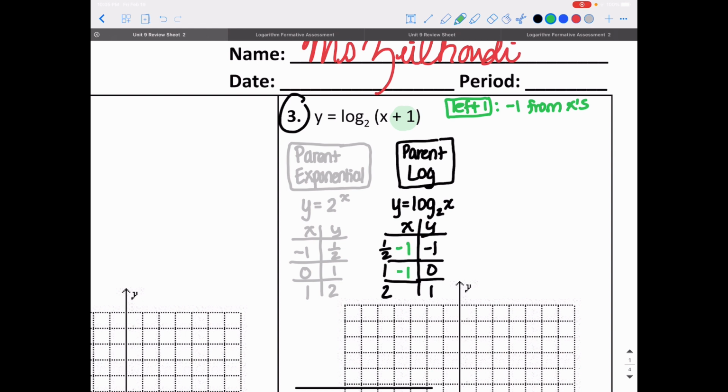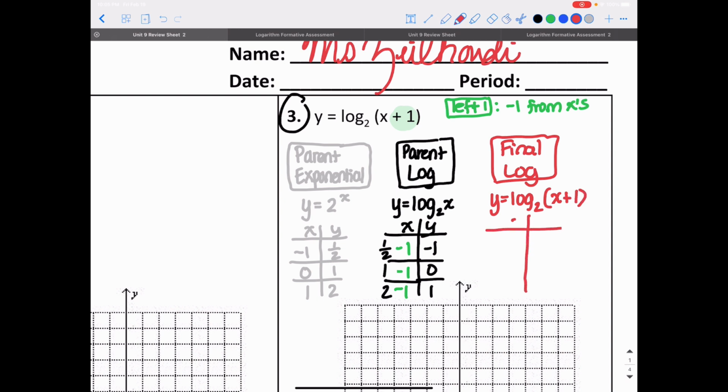Subtracting 1, I'm going to end up with the final logarithm, the equation that I have here, the one that I wanted, with just that one transformation of moving everything to the left one by adding 1 inside of that parentheses. And I'm going to have -1/2, -1. I'm going to have 0 and 0, and 1 and 1.